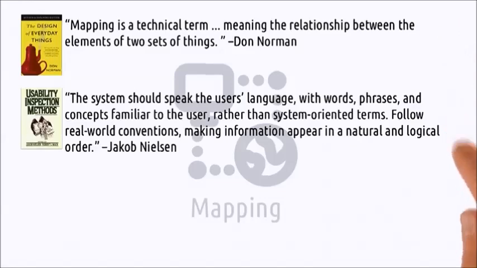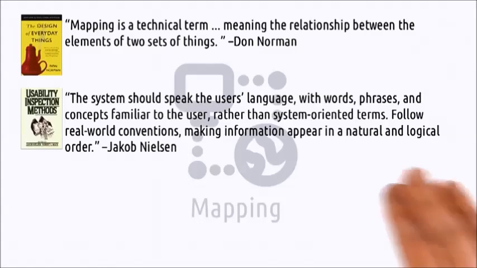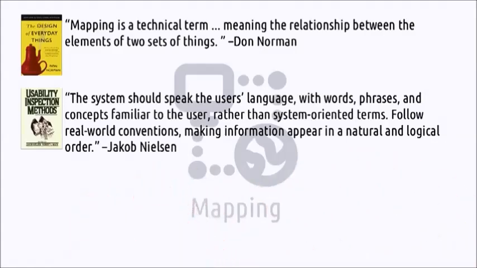Note that these two principles are subtly different, but they're actually strongly related. Nielsen's heuristic describes the general goal, while Norman's principle describes one way to achieve it. Strong mappings help make information appear in a natural and logical order.